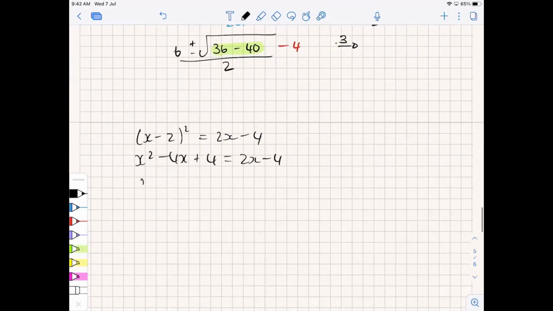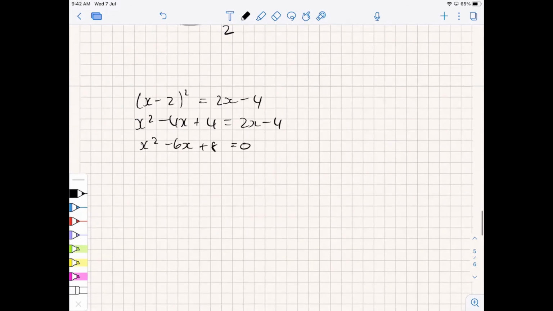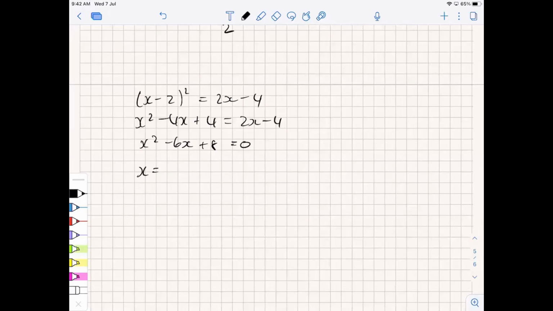Okay, we'll get x squared minus 6x plus 8 equal to 0. Now I could factorize to solve this, but I'd like to use the discriminant just to show you again what's happening. X is equal to plus 6 plus or minus the square root of 36. This time we're going to get minus 4.